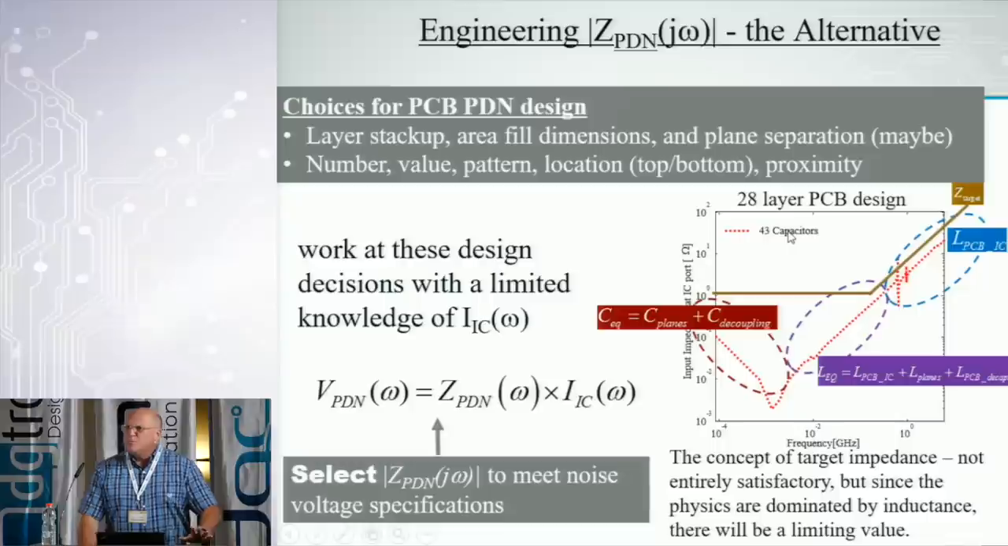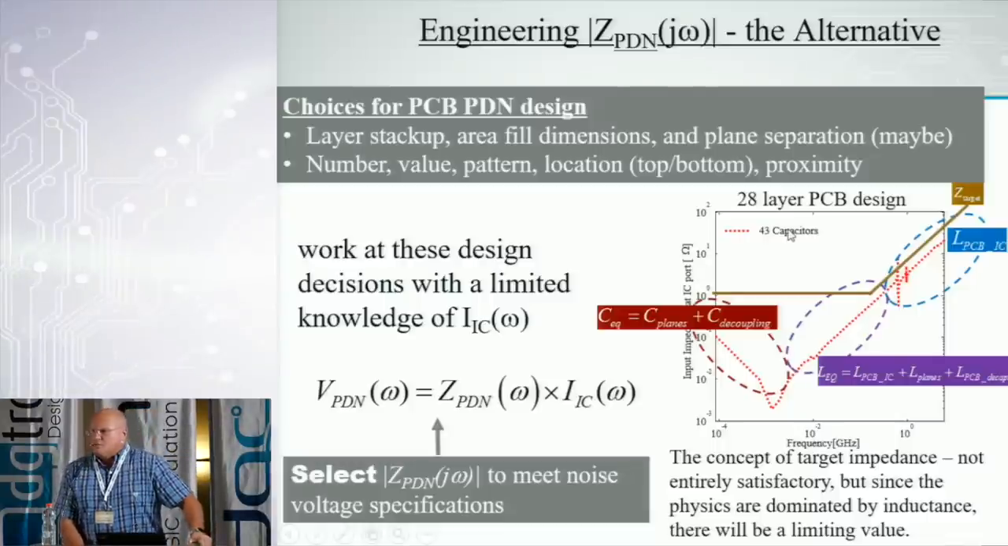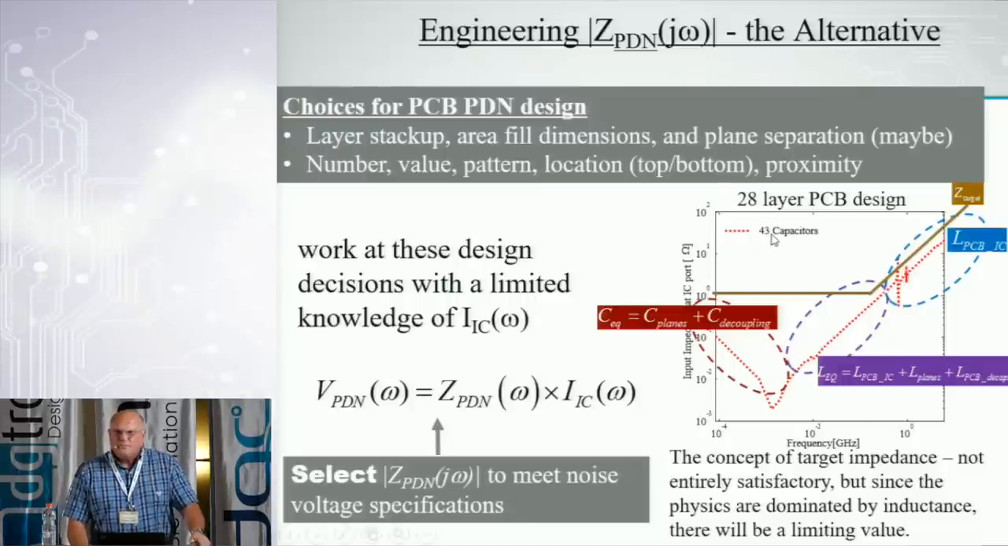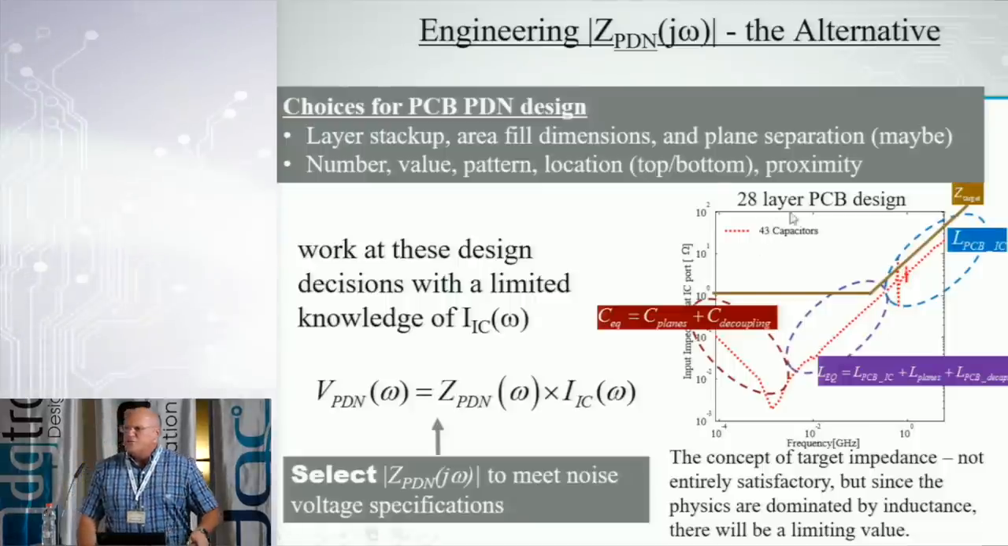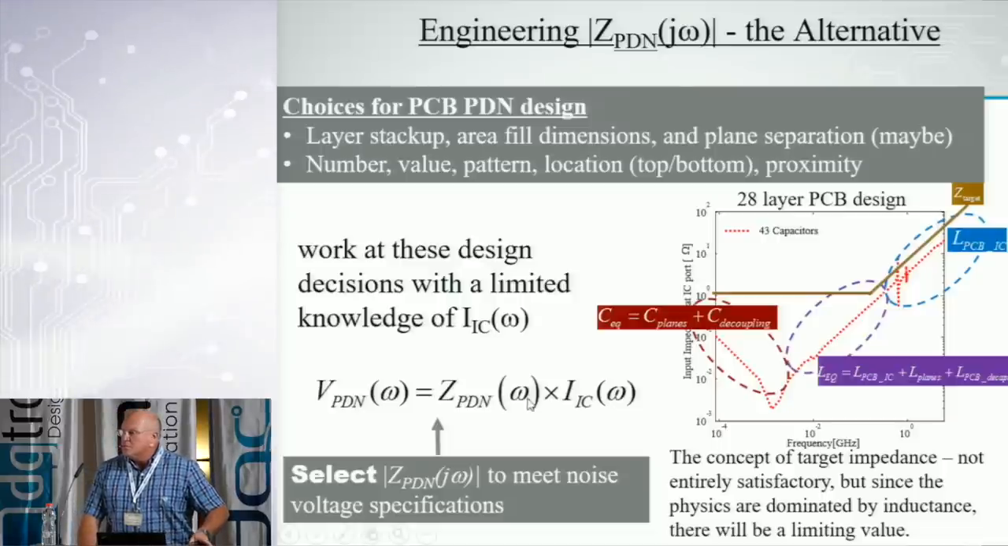Now, typically this target impedance is just going to be given to us. Where it comes from is an eclectic mix of simulations, and ultimately it's related to the noise voltage droop, a DC notion, and also ripple, an AC notion, on the silicon, that will come to us from the silicon vendor. And then what we're going to do is design our PDN impedance to that target impedance.